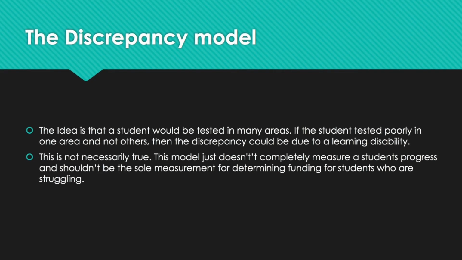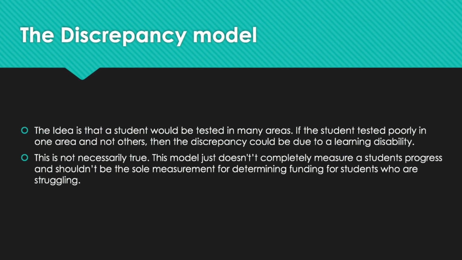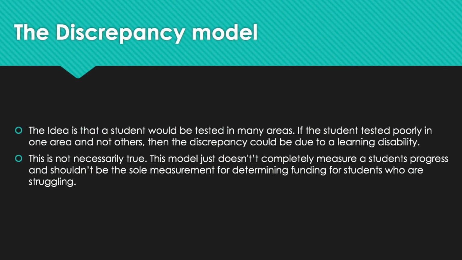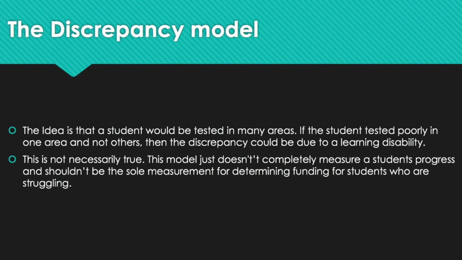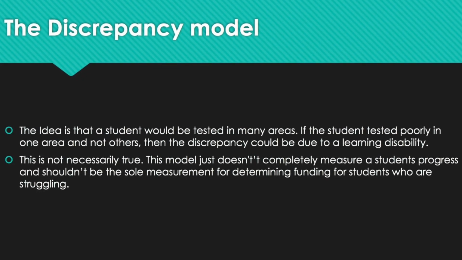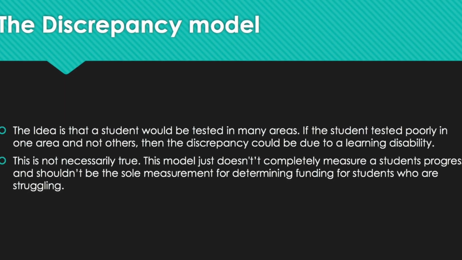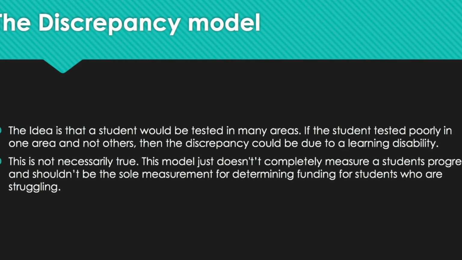The discrepancy model is the idea that students would be tested in many different areas. If a student tested poorly in one area and not others, then the discrepancy would be due to a learning disability. This is not necessarily true. This model doesn't completely measure a student's progress and shouldn't be the sole measurement for determining funding for students who are struggling.